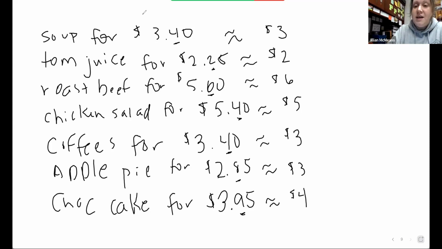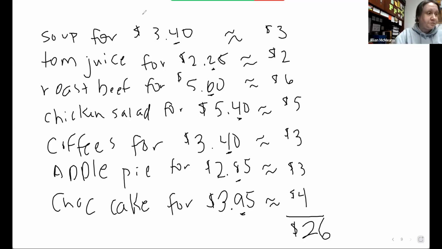And now what this does is make it easy to do mental math. And that's the whole point of estimation. You're rounding these numbers to a particular place value. Then you perform some operation on them so that you can get an estimated value or an approximate answer. So if we add, we have 3 plus 2, which is 5. 5 plus 6 is 11. 11 plus 5 is 16. 16 plus 3 is 19. 19 plus 3 is 22. 22 plus 4 is 26. So if we round all of these values to the nearest dollar and then do quick mental math, we get that the bill is approximately $26. So that's part A of this example.